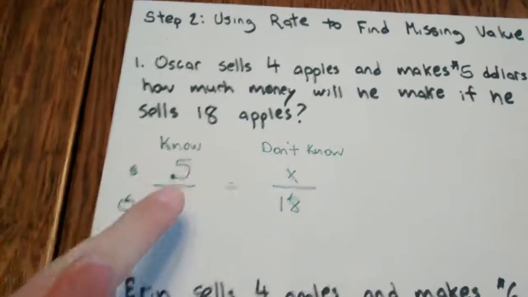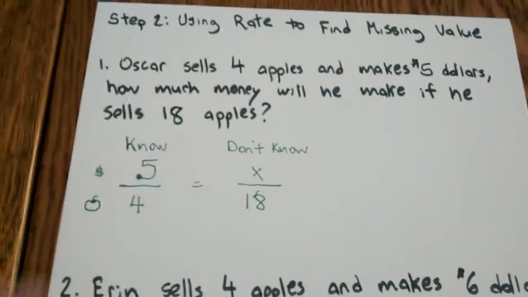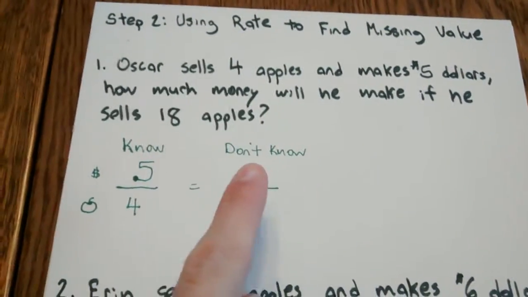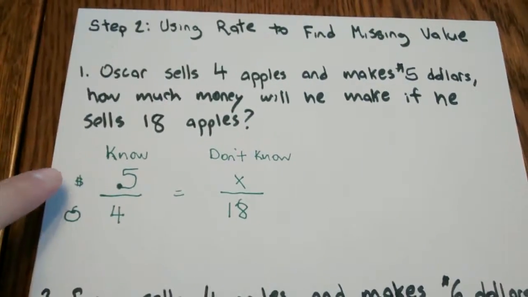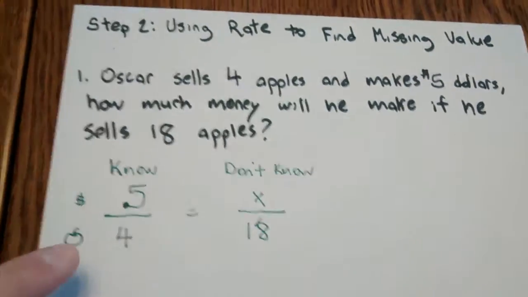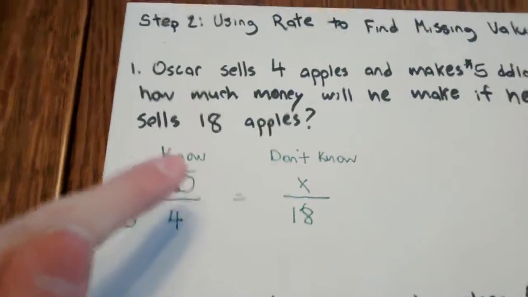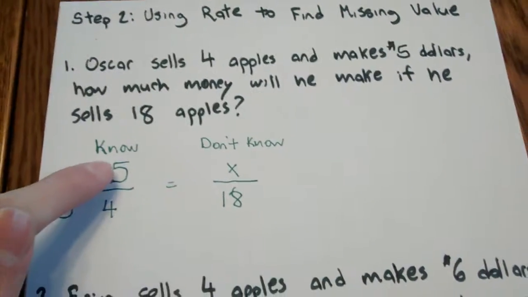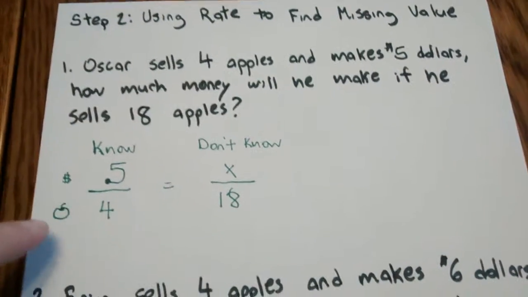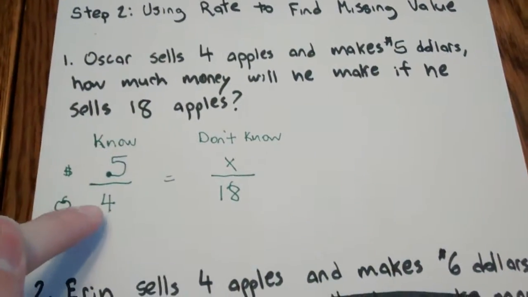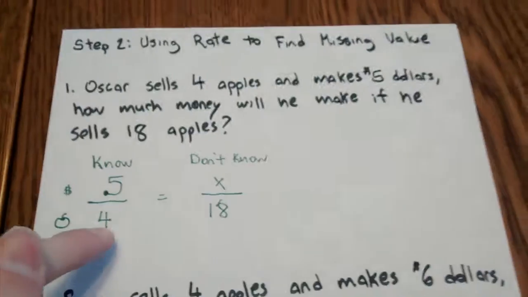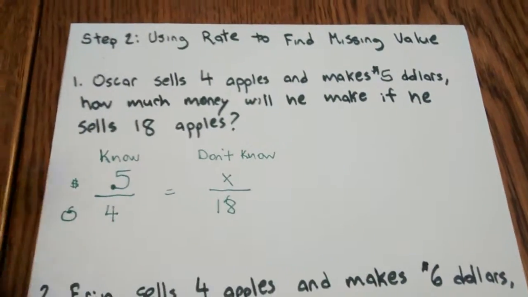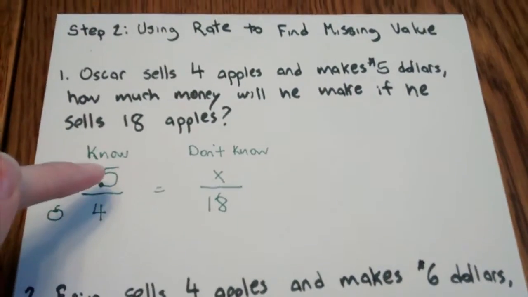What I like to do is create a know, don't know chart. So I have my know and don't know. And then as always, I have my numerator on top and denominator on the bottom. So I know for sure that he makes $5 when he sells 4 apples. If you divide 5 by 4, you get 1.25, so he's making $1.25 per apple sold.